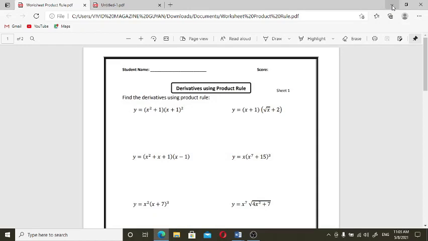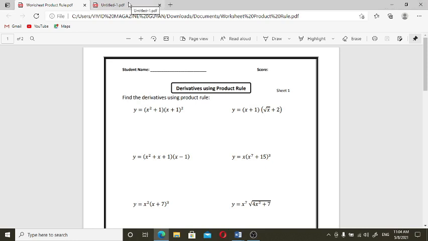Hello. Now in this video I'll be working the worksheet derivatives using product rule. I'll be working all 10 of the questions, and of course I'll backtrack and work some other videos on the previous worksheet. Now you may hear some background noise and I apologize for that, but let's get right into it.